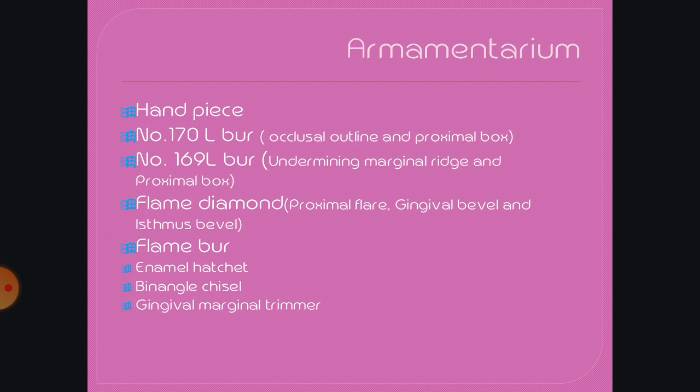The number 170 L burr gives us the occlusal outline and helps in preparation of the proximal box, as we are dealing with the proximo-occlusal inlay. Again, the number 169 L burr undermines the marginal ridge, and contributes to the preparation of the proximal box. The flame diamond helps you give a proximal flare, a gingival bevel and an isthmus bevel. The burr is again used for finishing. The enamel hatchet, chisel, and gingival marginal trimmer are also used in the course of preparation.